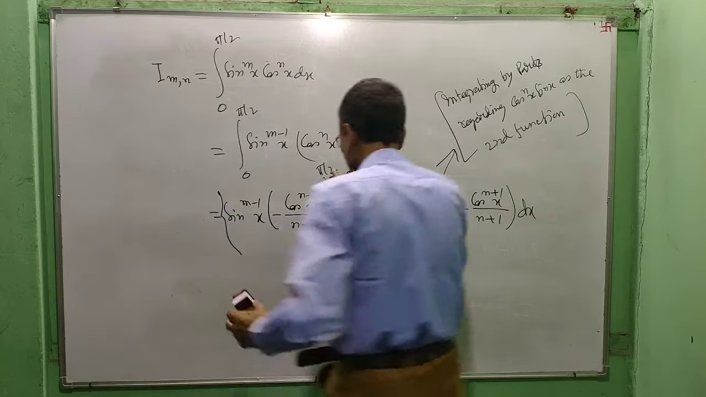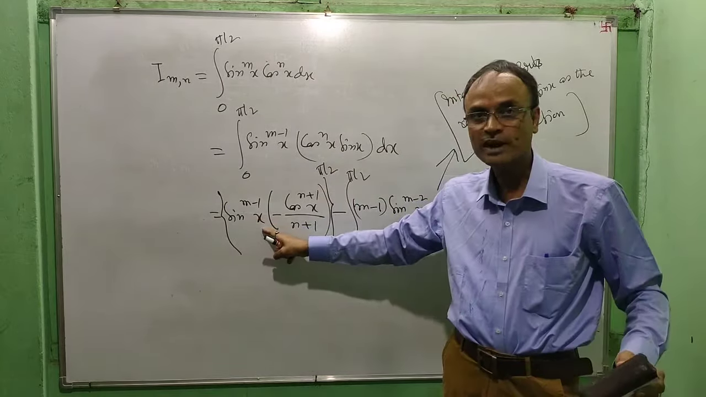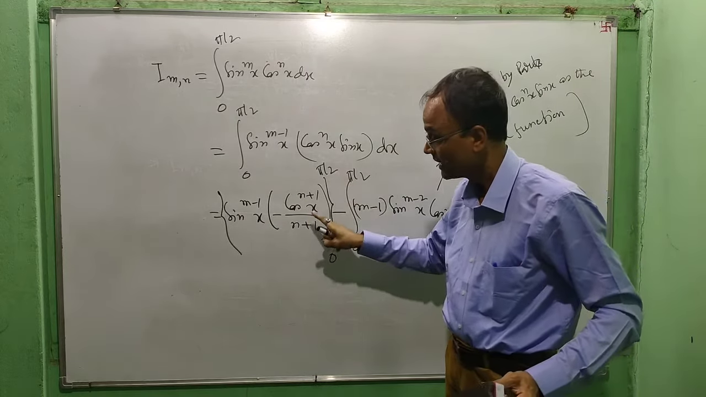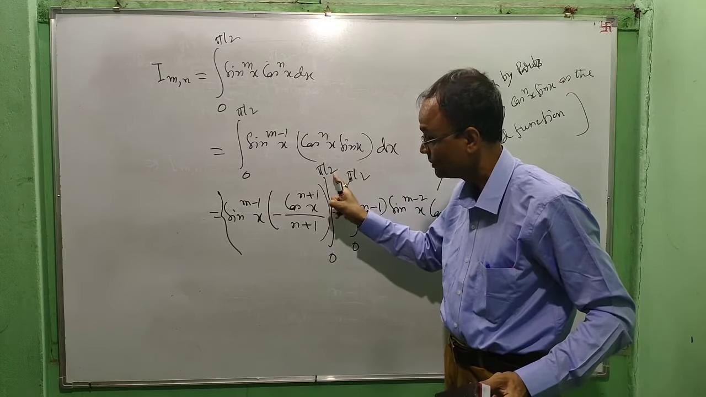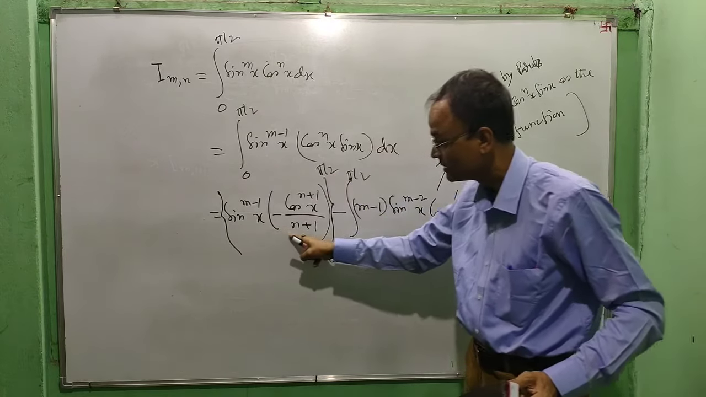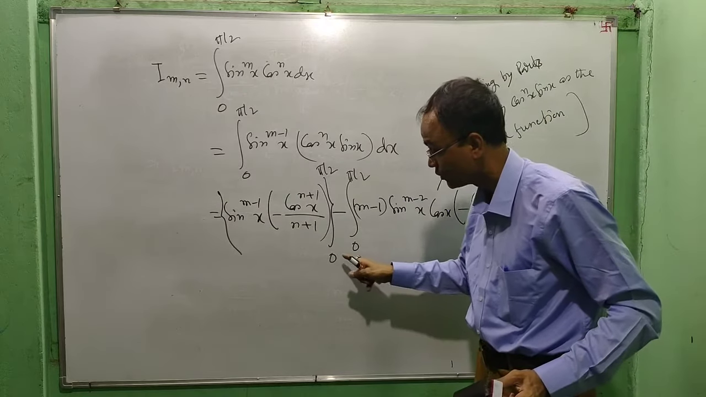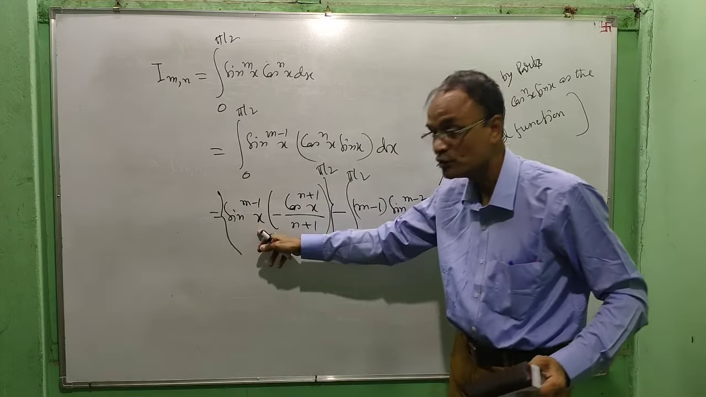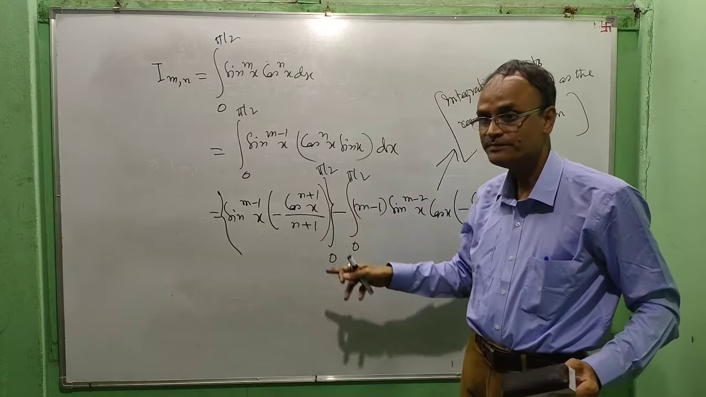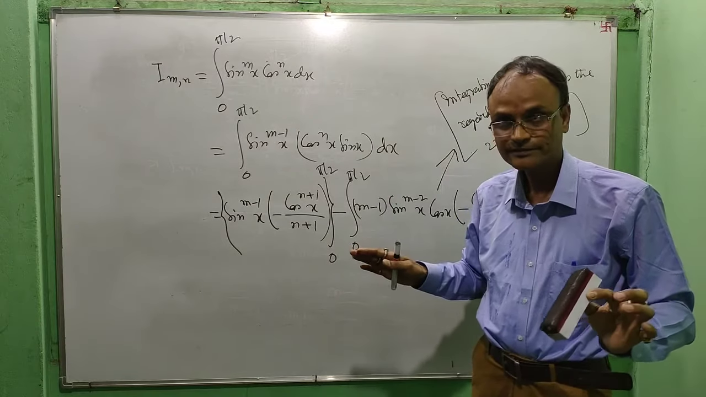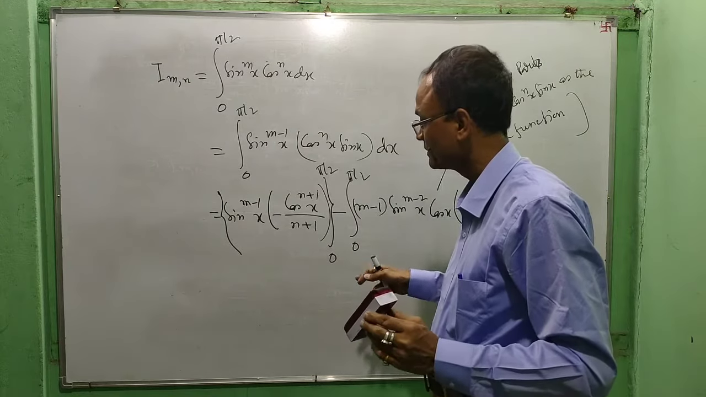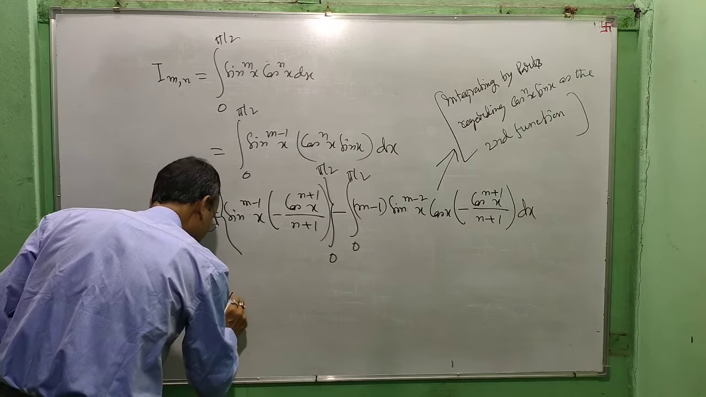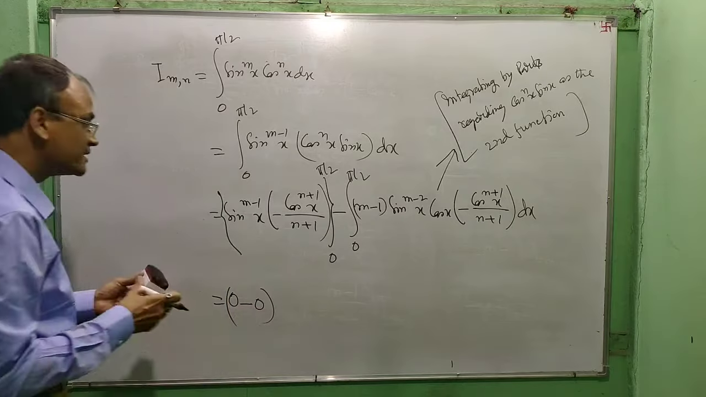Now, if you put pi by 2 here, sin pi by 2 means 1, cos pi by 2 means 0. This means that if you put pi by 2, this term will be equal to 0. Now we will put 0. Sin 0 is equal to 0, cos pi by 2 equal to 0, and sin 0 equal to 0. What does it mean? No contribution from this term. 0 minus 0.